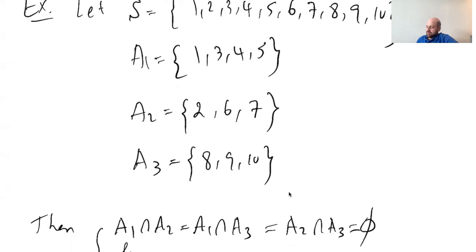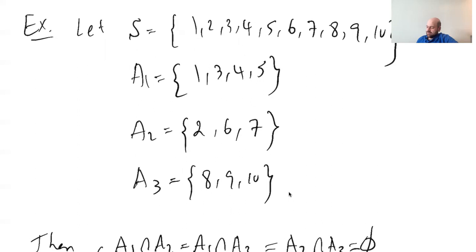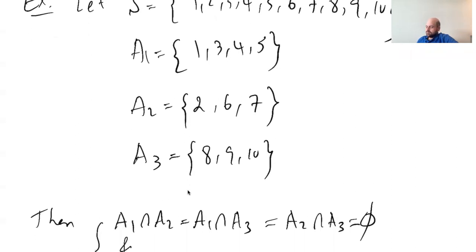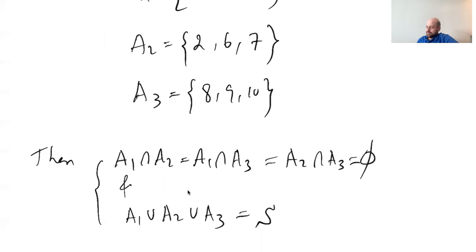See, we have a set S with 10 elements. A1 has 4 elements, A2 has 3 elements, A3 has 3 elements, and the union of all of them is the whole S. And any two of them have empty intersection: A1 with A2, A1 with A3, and A2 with A3. So if the sets are pairwise disjoint, meaning the intersection of any two of them is the empty set, and the whole union is S, then we call that collection a partition for S.